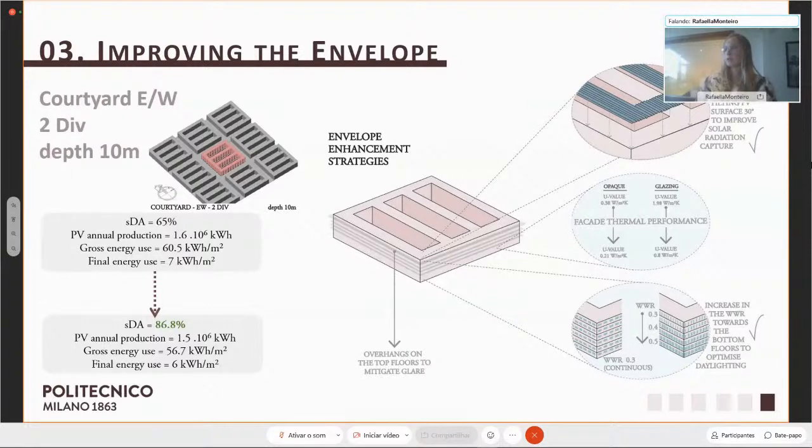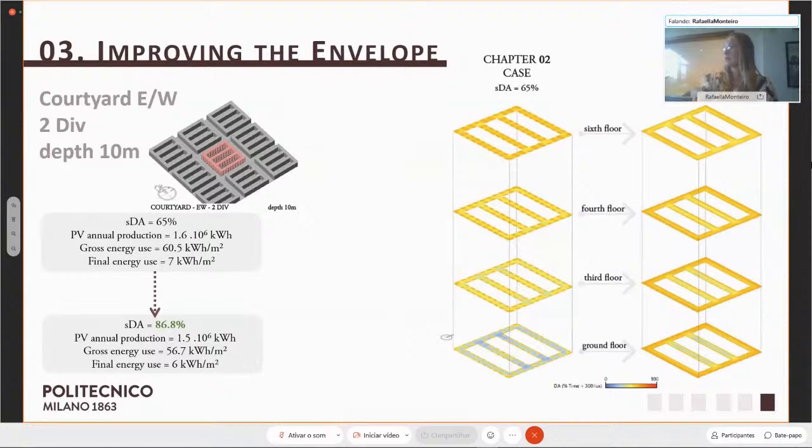And for that, we solved the main problem from before, which was a low daylighting percentage, with an SDA of 65. We were able to increase it to 86, which falls under the best range for LEED points. The final energy use was not really affected, from 7 to 6 kilowatt-hour per square meter. And here you can see that the daylighting conditions improved, both in general and in distribution.